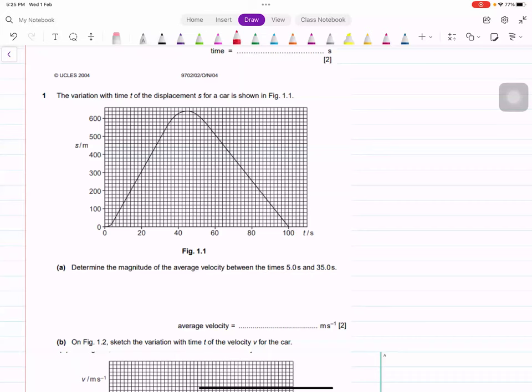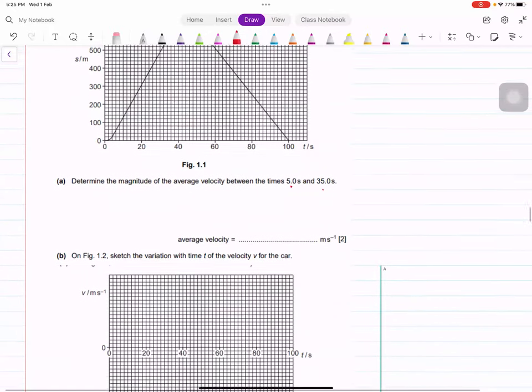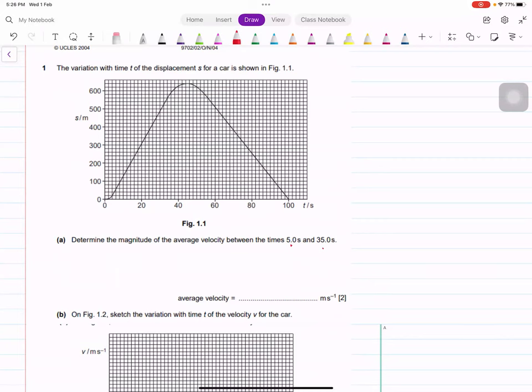So first of all, it says determine the magnitude of the average velocity between 5 and 35. I know where 5 is. 5 would be, I think, if this is 20, 1, 2, 3, 4, 5, this will be 10, and this will be 5. And then 35 is going to be somewhere in the middle, right? So it's going to go like this. And that's almost like a trapezium.